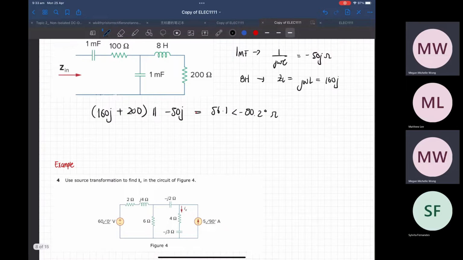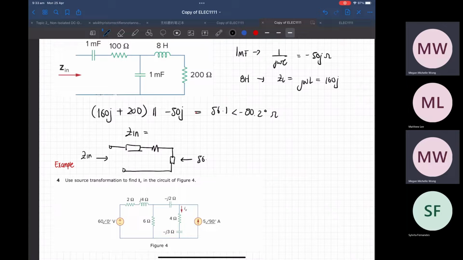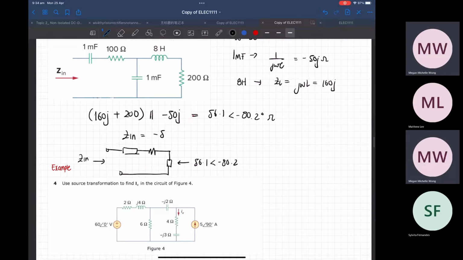And then you find your Z in, and that will be this. And this is your Z in. So this is what you got for 56.1 minus 80.2. And you simply add the impedances in series, which is minus 50J plus 100, plus your 56.1. And I think that gives you this.